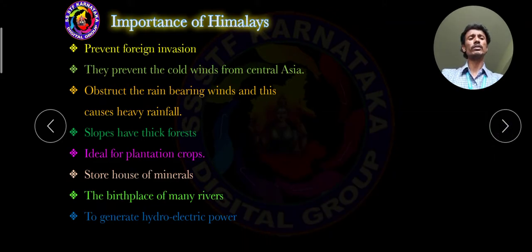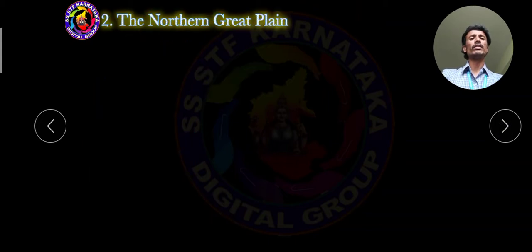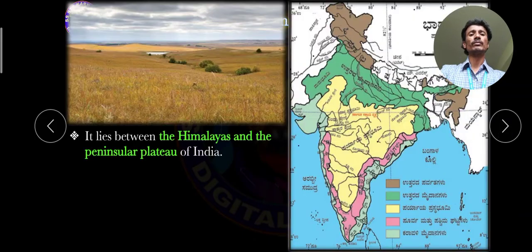Then dear students, second one, the northern Great Plains. After the Himalayas, the second one we have to see is the northern Great Plains. It lies between the Himalayas and the Peninsular plateau.